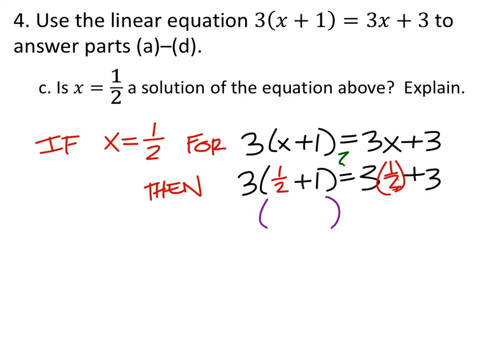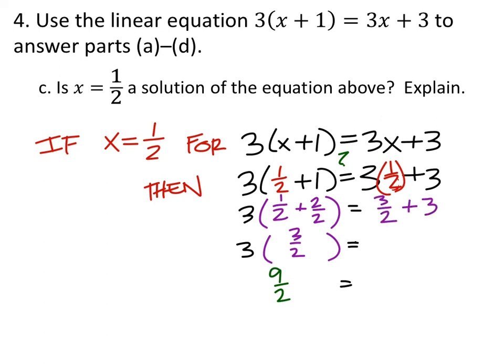1/2 plus 1 is the same as 1/2 plus 2/2, which would be 3/2. So I'm going to multiply that by 3, and 3 times 3 halves would give us 9 halves. And then we're going to see if this is equal to the other side of the equal sign. 3 times 1 half is 3 halves, plus 3. So I need common denominators. I'm going to change that to 3 halves plus 6 halves. And 3 plus 6 is 9 halves. So this also is true.